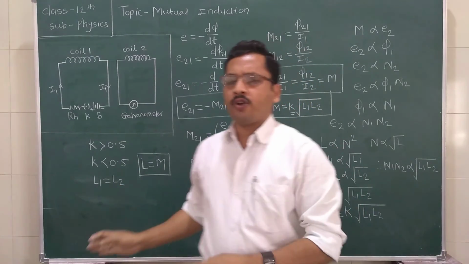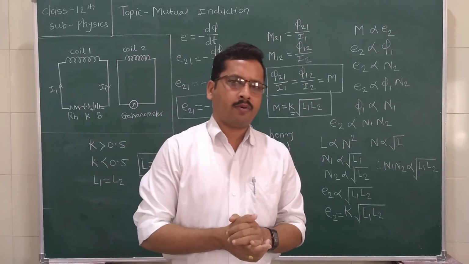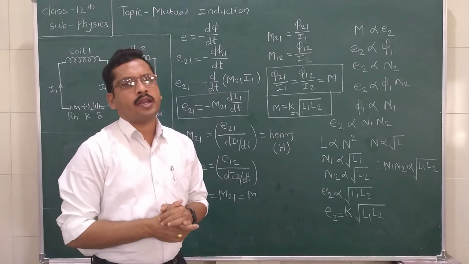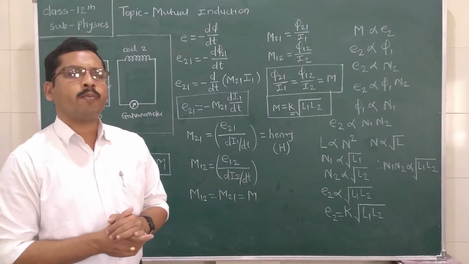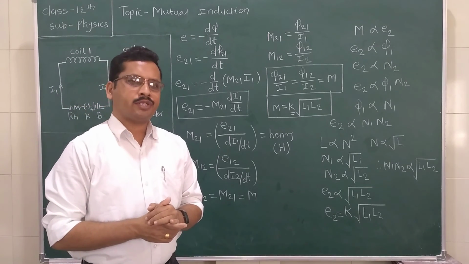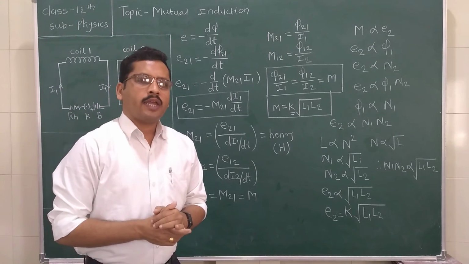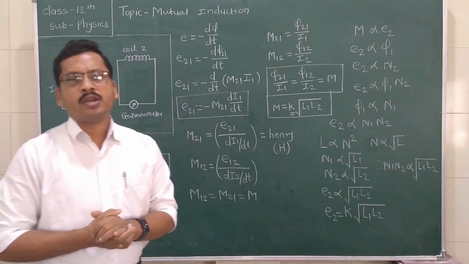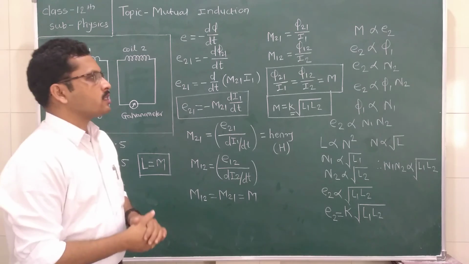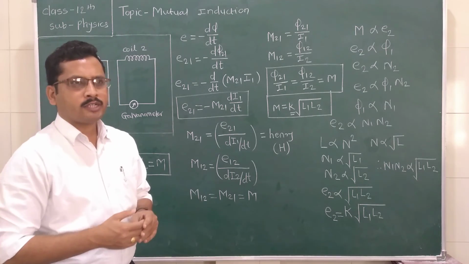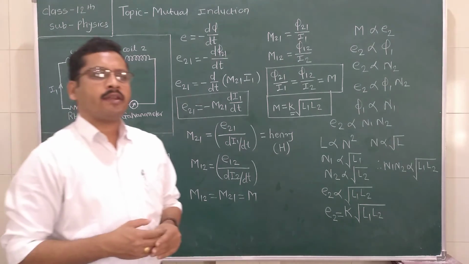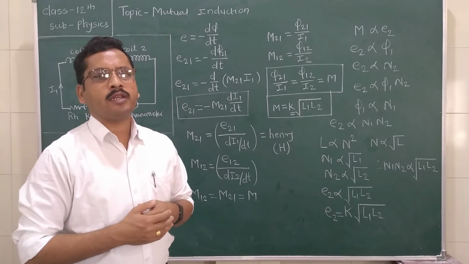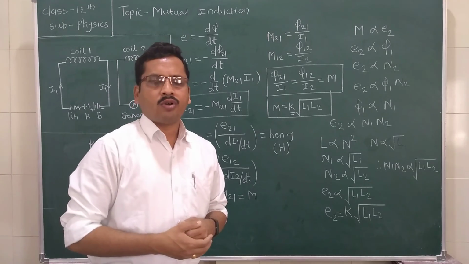But this coupling coefficient also depends upon how these two coils are inclined to each other and how far they are from each other. If the value of k must be at a desirable value, then the two coils must be in line and far apart from each other, so that there is no interaction between the two coils.